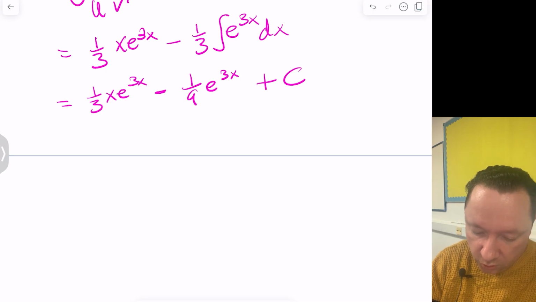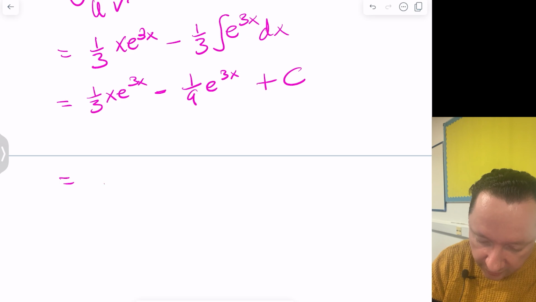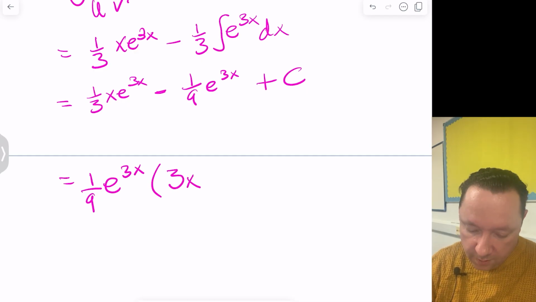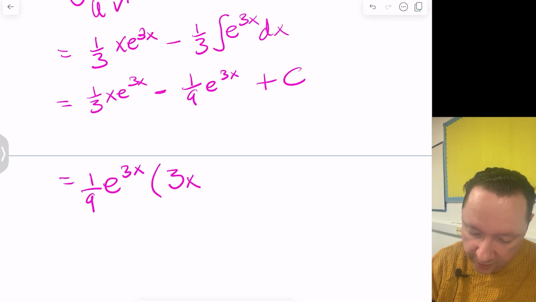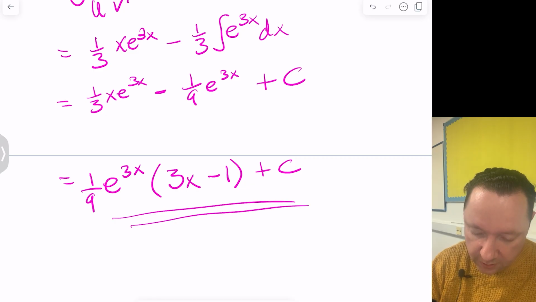A nice thing to do, which I noticed someone else doing, was taking a ninth e to the 3x out instead of just a third. If you take a ninth out, you get a nice thing because you get 3 here times x, because 3 over 9 is a third, and then that only gives you 1, so minus 1 in the bracket plus c. So that's a nice way to leave it.